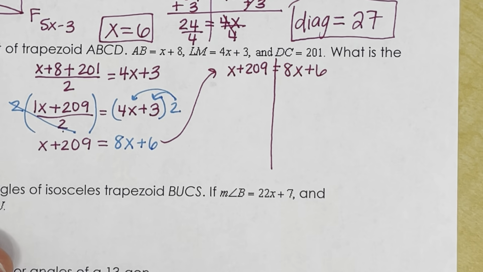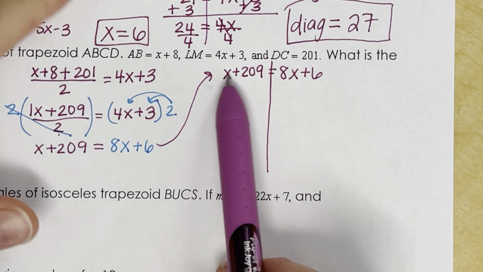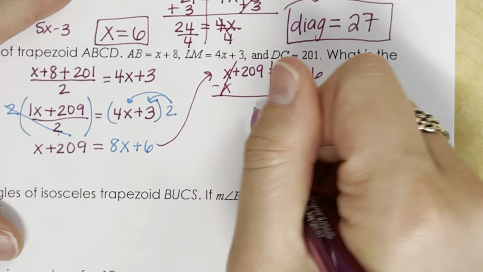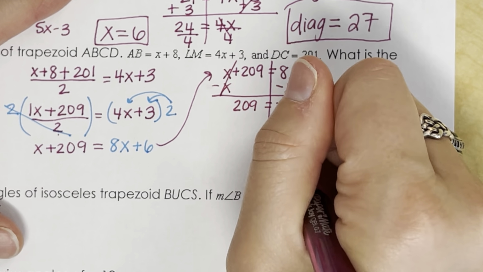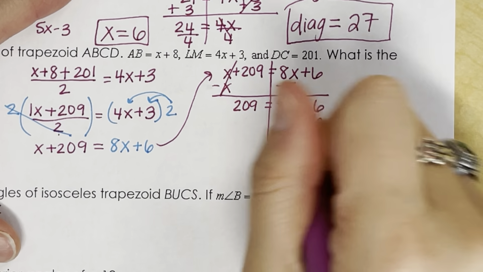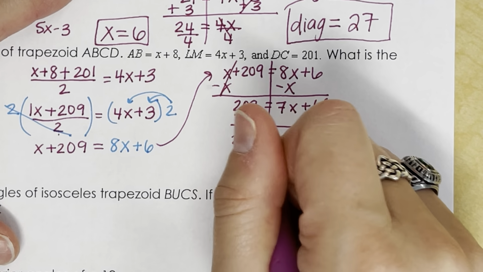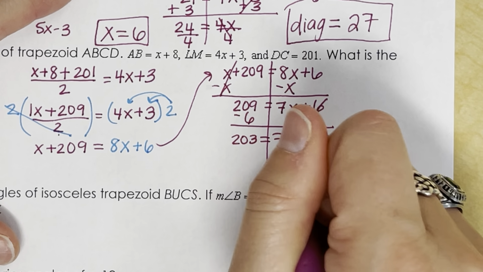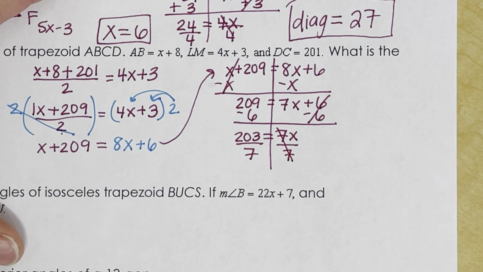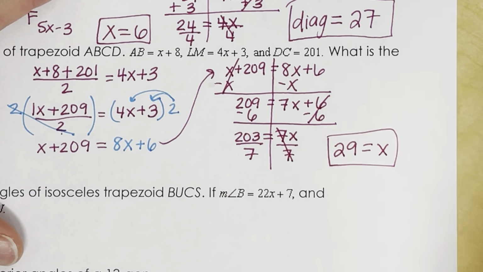All right, to get my x by itself, I'm going to move this x that's all alone over here to the other side by subtracting it. So I get 209 equals 7x plus 6. Now I'm going to subtract 6 from both sides. I get 203 equals 7x, and then divide both sides by 7. So 203 divided by 7 gives me 29 is my x value.